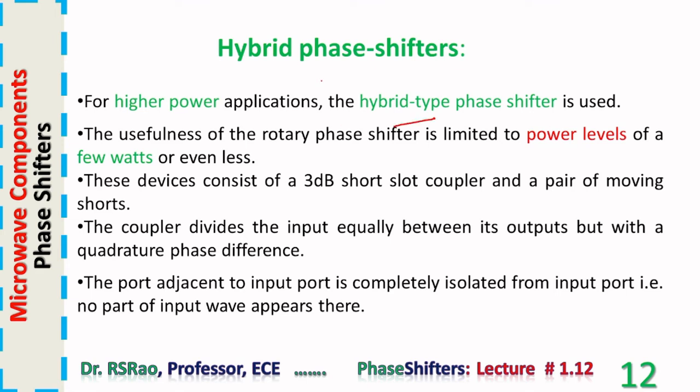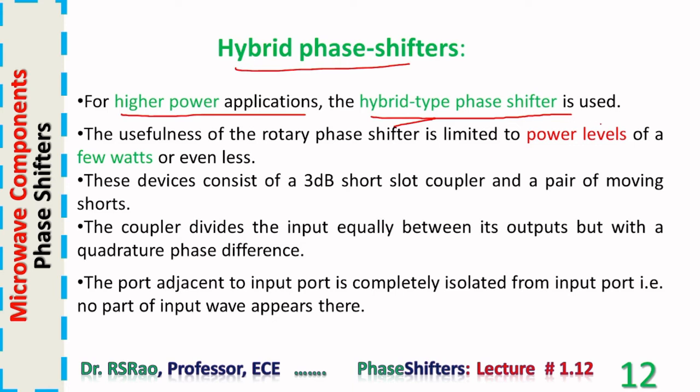Now we move to another type of phase shifters, namely hybrid phase shifters. For high power applications, hybrid phase shifters are used. The usefulness of rotary phase shifter is limited to lower power levels, few watts or even less. They don't work efficiently, effectively at higher power levels. That is what he is telling. So we have to search for another type of phase shifters. The hybrid phase shifters are the appropriate ones for use at higher power levels.